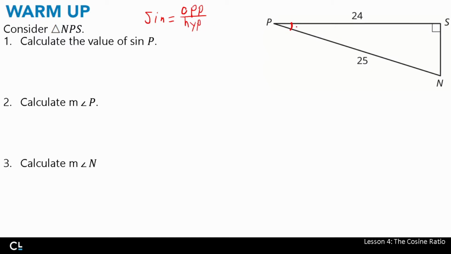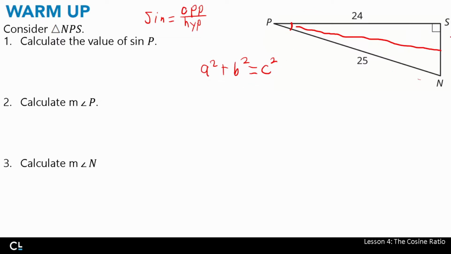So we're going to point our finger at P and drag it across the triangle till we hit a side. We hit side SN. SN doesn't have a value, but this is a right triangle, so we can find that side. We're going to say A squared plus B squared equals C squared. This is called our Pythagorean theorem, where A and B are the legs of the triangle, and C squared is the hypotenuse of the triangle.